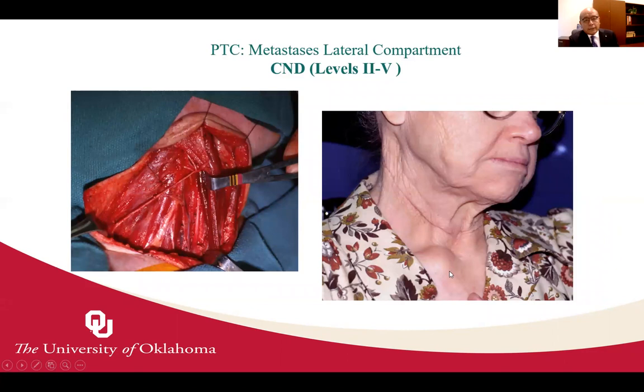Now, when there are metastases from papillary thyroid cancer to the lateral compartment of the neck, in the past we routinely used a comprehensive neck dissection of levels 3 to 5. And that operation, like this, with preservation of the spinal accessory nerve, the sternocleidomastoid, and the internal jugular vein, could be done easily through an extension posteriorly of the thyroidectomy incision.